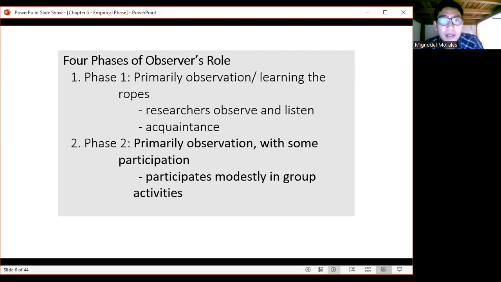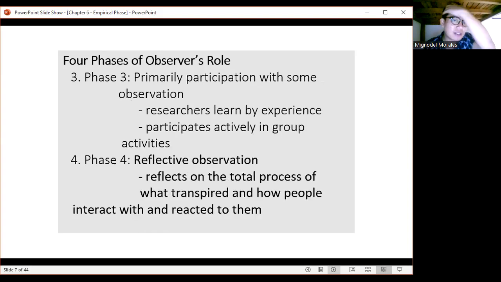Phase one is primarily observation, learning the ropes. Phase one is more on establishing rapport: we talk with them, mingle with them, ask how they are. Phase two is primarily observation with some participation. Little by little we immerse ourselves, meaning we live with them. Eventually, phase three is participation with some observation. We learn through experiences. This is more ethnography. We live with them, study their practices, and eventually you actively participate.